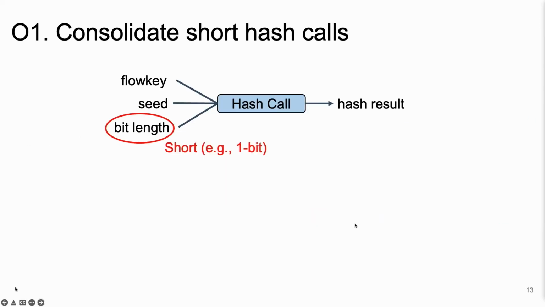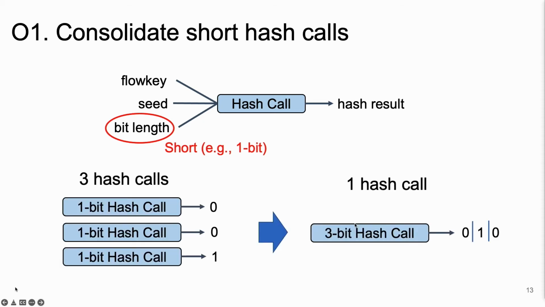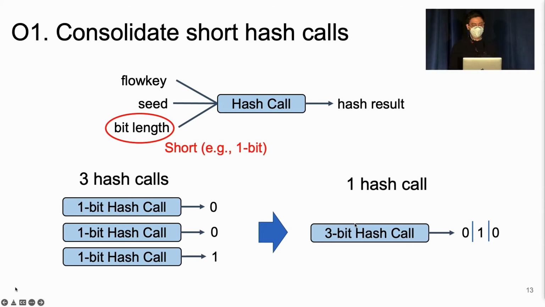So optimization 1 is reducing hash calls. To understand this optimization, let's take a look at 3 inputs: flow key, seed value, and bit length. Let's focus on the third input, bit length. The insight of this optimization is from the domain knowledge that many sketches use short bit hash calls. Then it is wasteful to use many hash calls to generate short hash results.